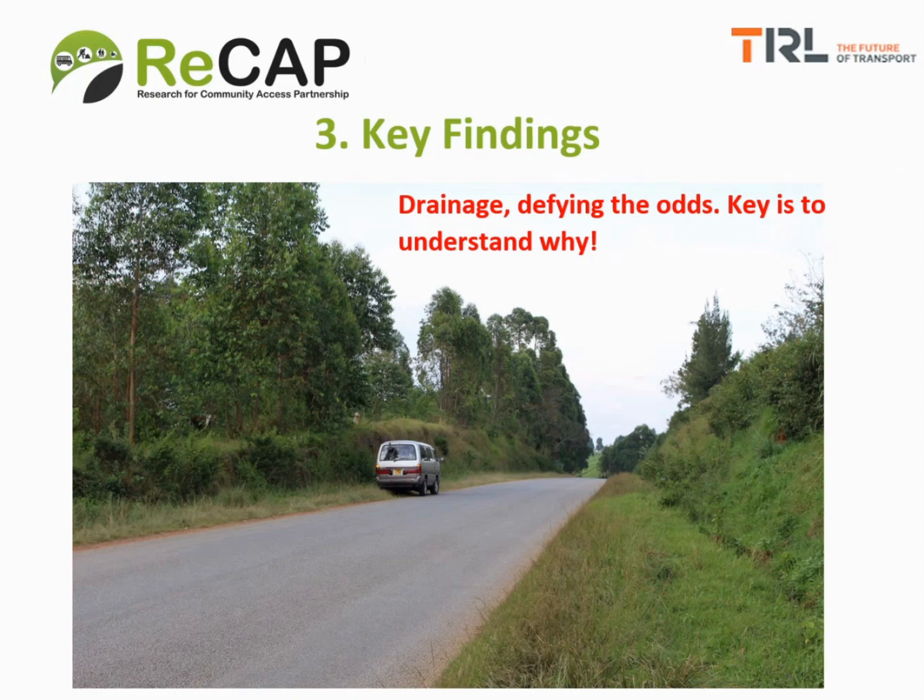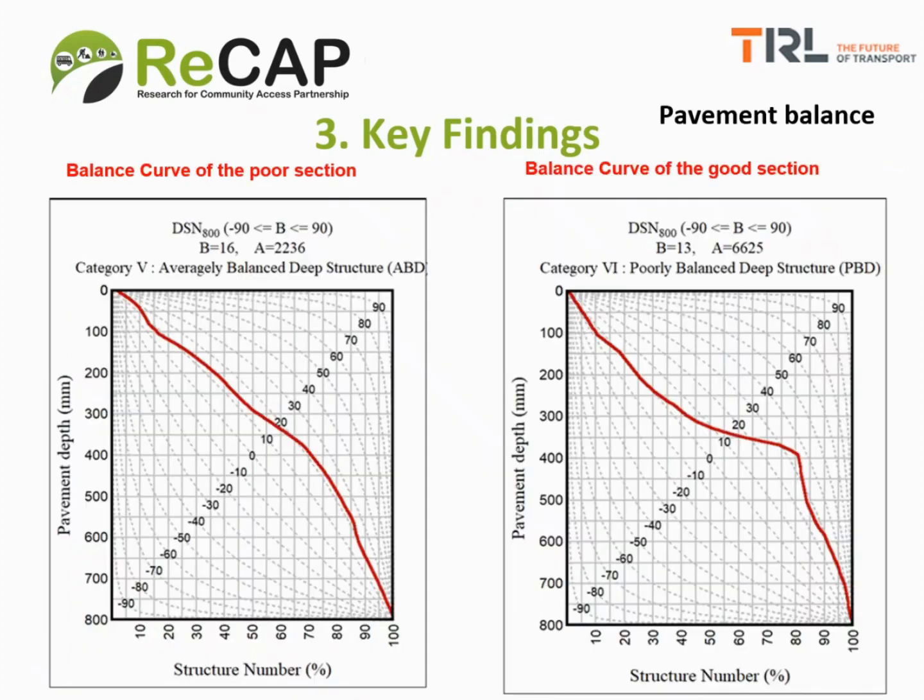Another finding was that the pavement balance didn't seem to play a key role in the performance of these sections. You can see here that the balance curve on the left is for a section that has performed poorly, and yet this section is well balanced. On the right, the balance curve is for a section that has performed very well, and you can see this is classified as a poorly balanced deep structure. So the pavement balance concept didn't seem to affect performance at all.